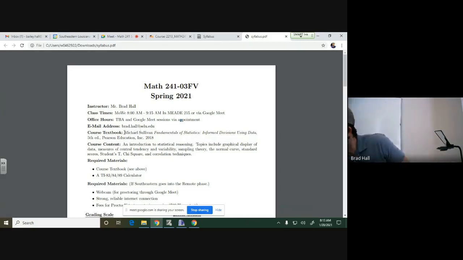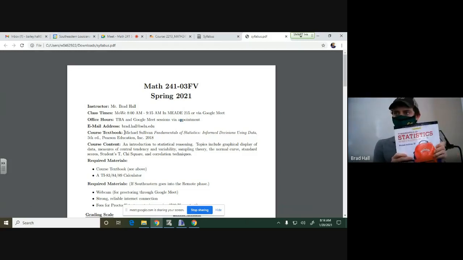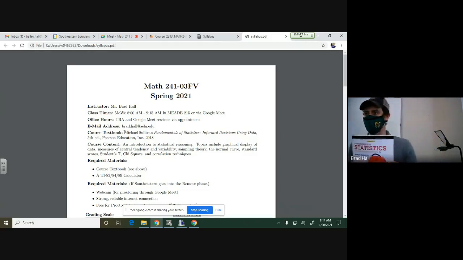Course text. I think this is a fairly important textbook to get. This is Michael Sullivan's Fundamentals of Statistics and other corollary words, 5th edition. I'm going to go off of this. It's not required, but it is helpful. I do try to abridge this book in my class notes. I think this is a fairly descriptive and informative book, but if you don't get it, it's not the end of the world.